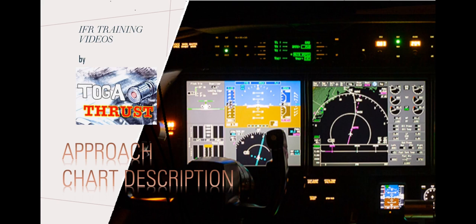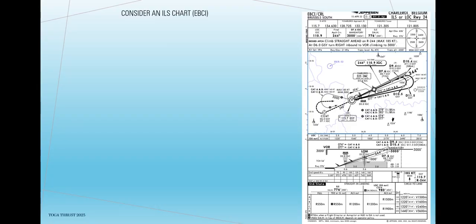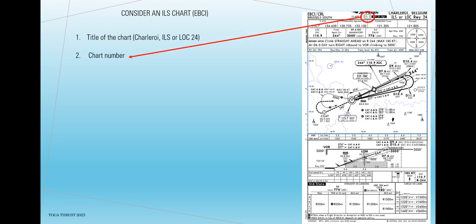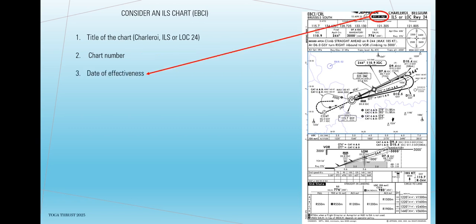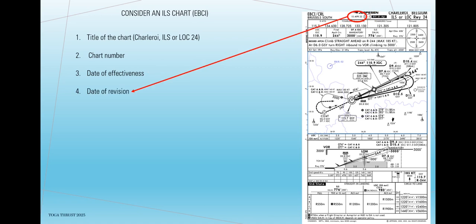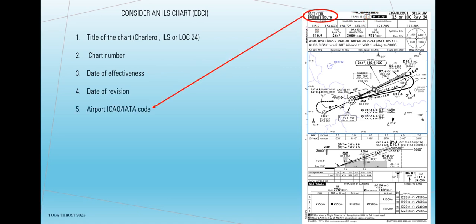Approach chart description. Consider an ILS chart, EBCI. 1. Title of the chart, Charleroi, ILS or Log 24. 2. Chart number. 3. Date of effectiveness. 4. Date of revision. 5. Airport ICAO, IATA code.